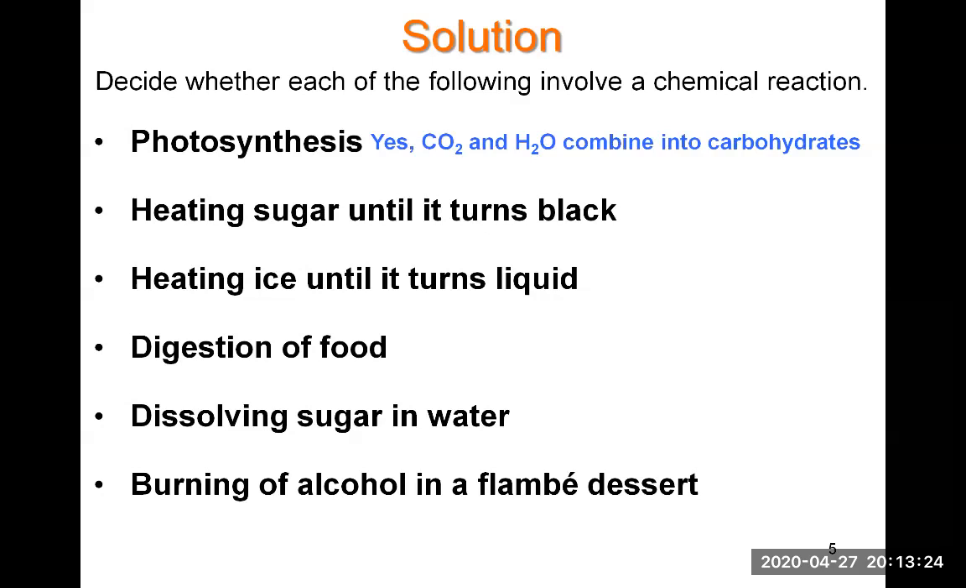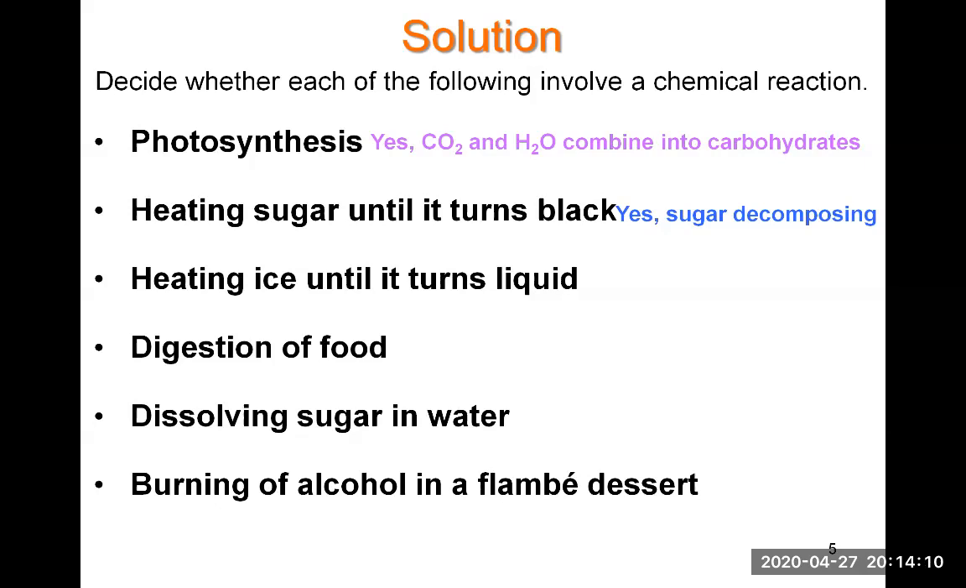Heating sugar until it turns black. So is this a chemical reaction? Yes, the sugar is decomposing. When sugar turns black, it's not sugar anymore. You know that sugar is white, a white crystal. And so if it's black, it's not sugar anymore. You've decomposed it, it's like breaking it into gases, and then the black that you see is the carbon, some carbon left over. So sugar is decomposed, which means it's not the same molecule at the end, and so we have a chemical reaction there.